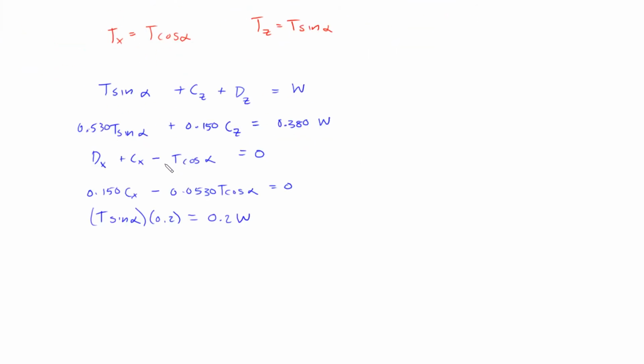So these 5 equations right here are the essential equations to solve all the components of this problem: the vector t, cz, dz, dx, and cx. So we have 1, 2, 3, 4, 5 different unknowns, and we have 5 different equations. So theoretically, we should be able to solve this problem.